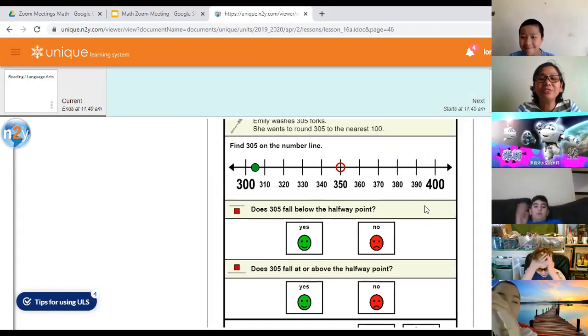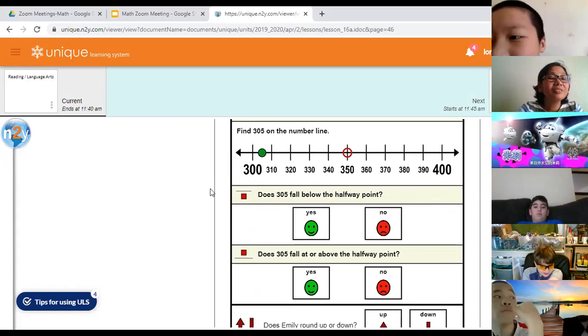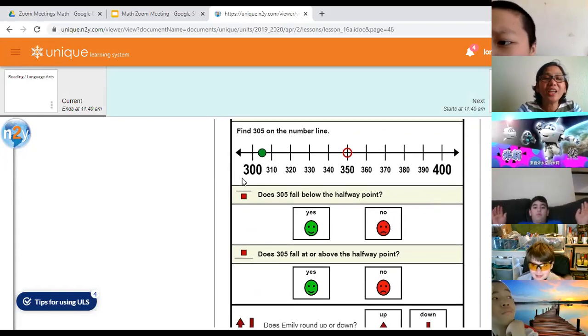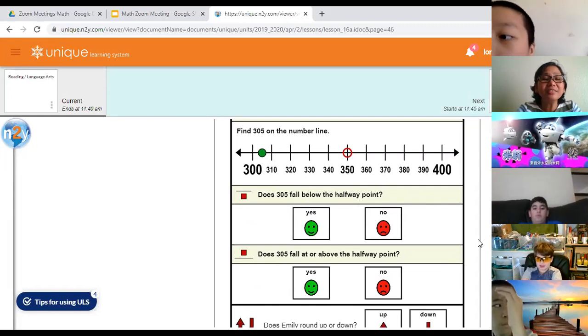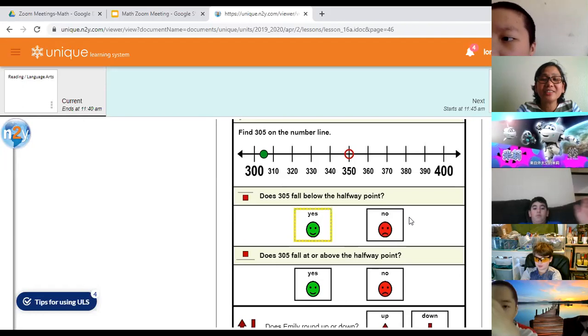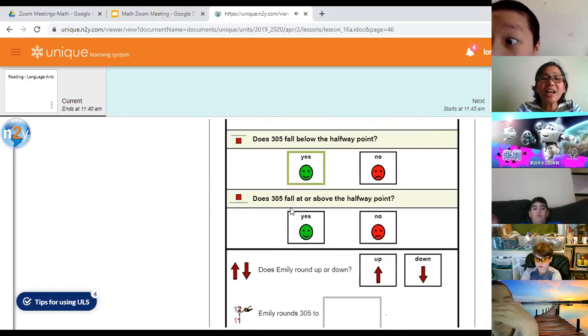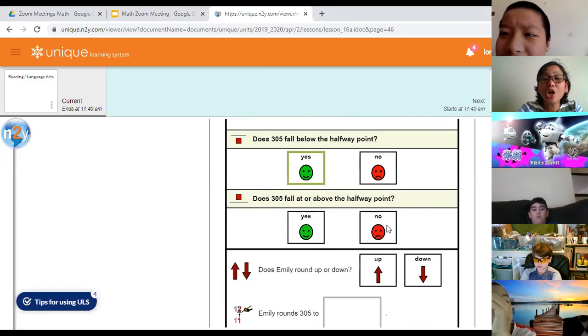300 and 400. Jaden. Okay. So does 305 fall below the halfway point? Yes. Good job. Next. Does 305 fall at or above the halfway point? Yes. Jaden? No. Okay.